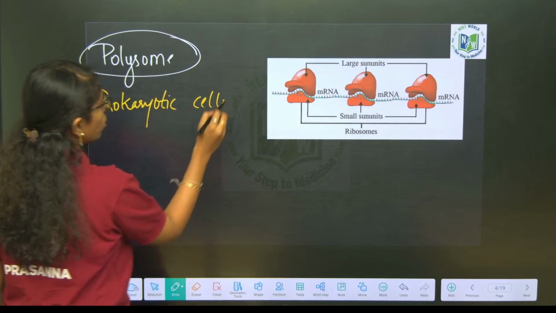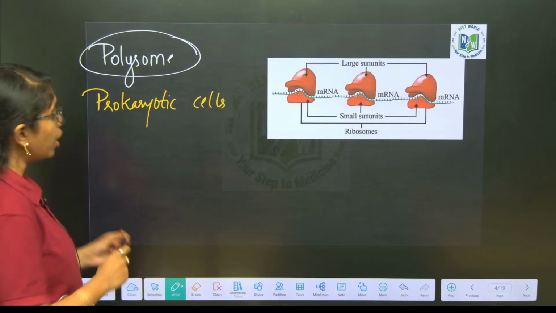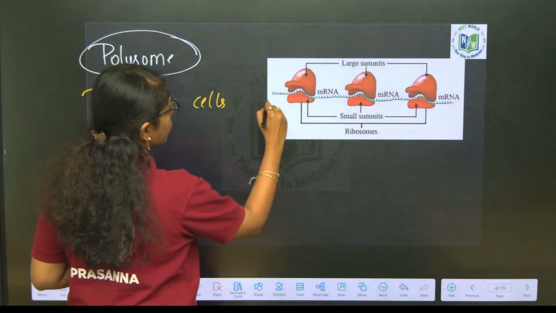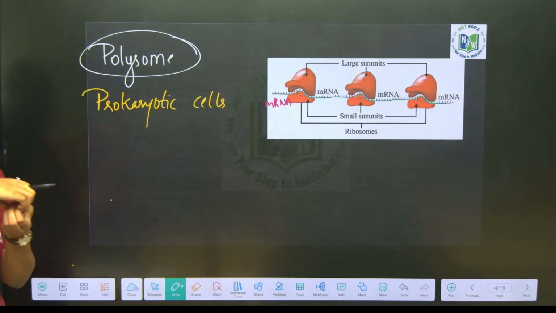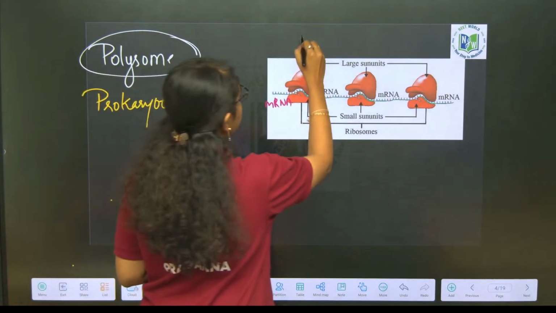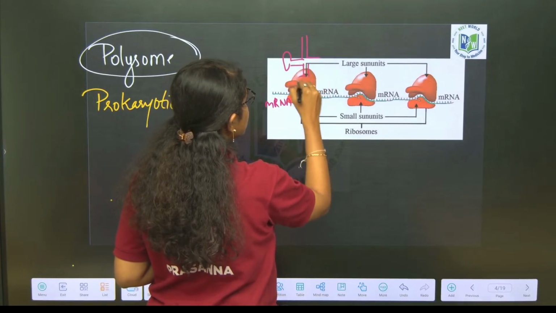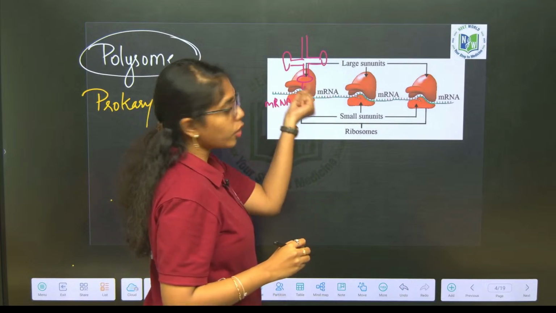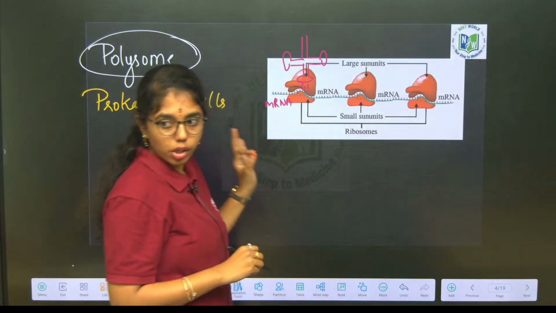Fine. So, during the time of translation, what happens? To the mRNA chain over here, the ribosome will get attached like this. And over the ribosome, what happens? The tRNA will come and sit at the P site of the ribosome, will copy the codon, and the anticodon will be entered by the tRNA. Yes or no? This is the process of translation.